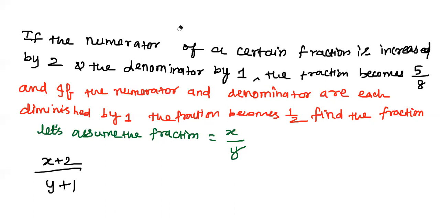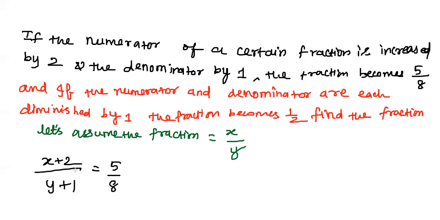Yes. So they said the fraction becomes 5 by 8. What does it mean? This is equal to 5 by 8. So you will have a fraction like this. Okay, so let's simplify this fraction by doing cross multiplication because you do have a fraction on the left hand side and right hand side as well, right? So you need to perform cross multiplication. How will you do that?